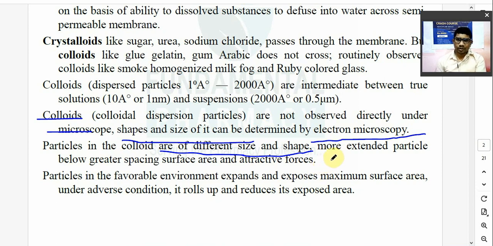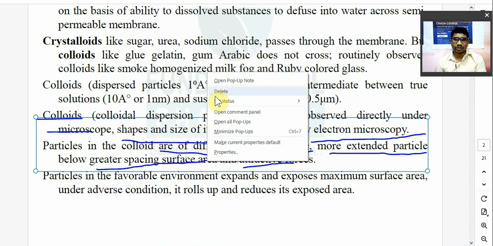But remember, अगर बहुत बड़ा साइज का पार्टिकल है, more extended particle है, it will have greater surface area and attractive forces. So more will be the particle size, more will be the specific surface area and attractive forces in the colloid. Less will be the particle size of colloid, less will be the specific surface area and attractive forces.